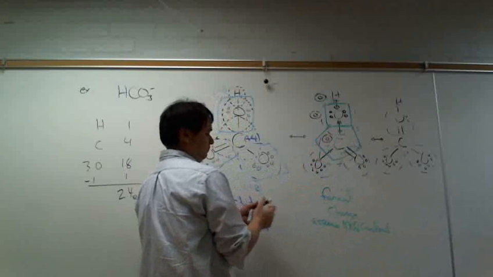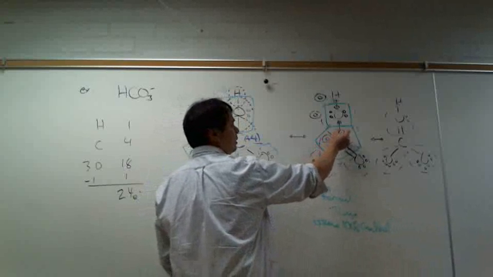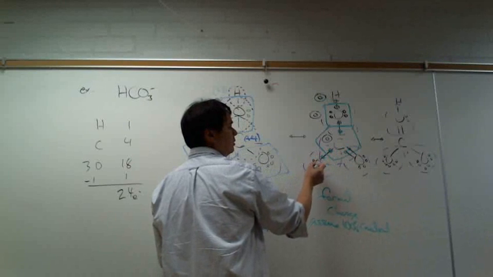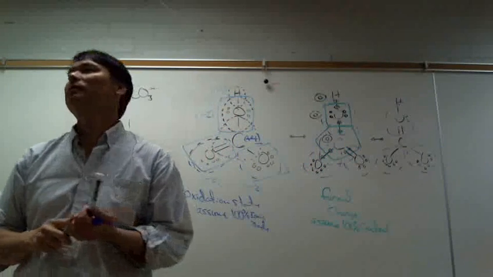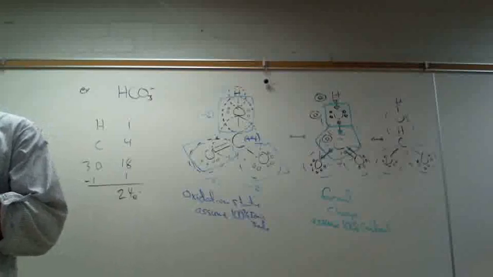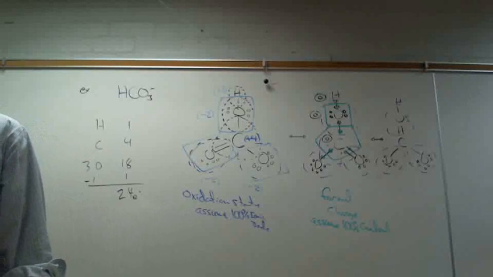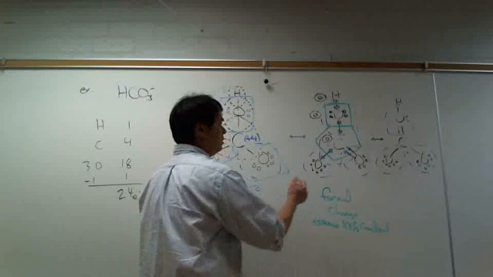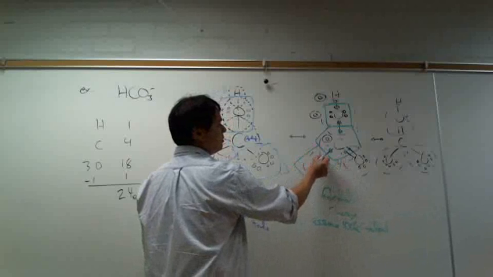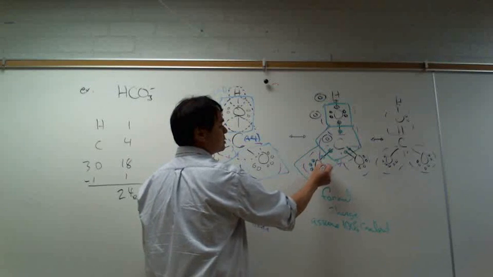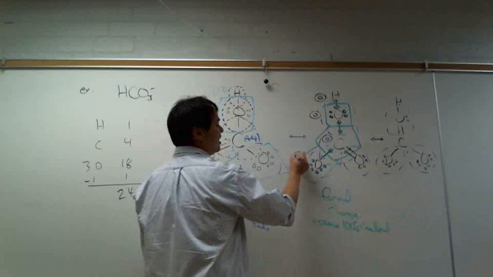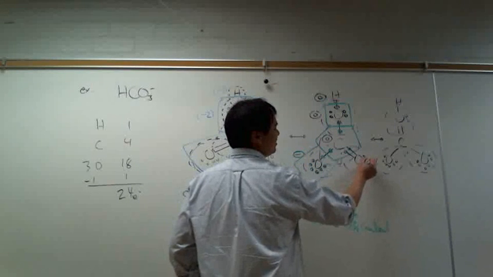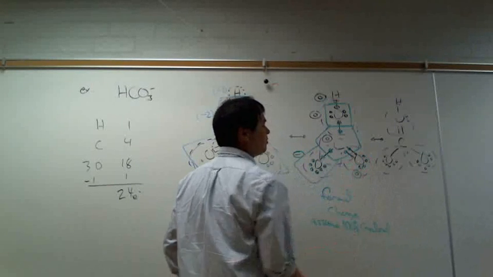Carbon has 1, 2, 3, 4. And why would it be 0? Because it neither gained nor lost. It broke even with valence electrons. This oxygen over here is not 0, though. What is this oxygen? Well, let's count it. 1, 2, 3, 4, 5, 6, 7. Minus 1. It came out ahead by 1 electron. That's what minus 1 means. This oxygen over here, 1, 2, 3, 4, 5, 6 is 0. So that broke even.